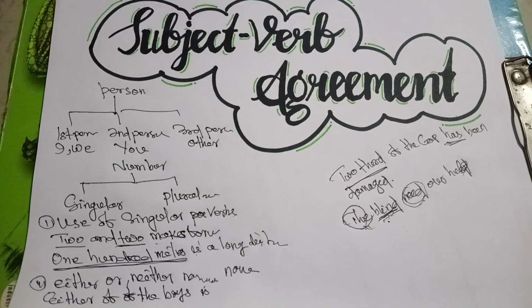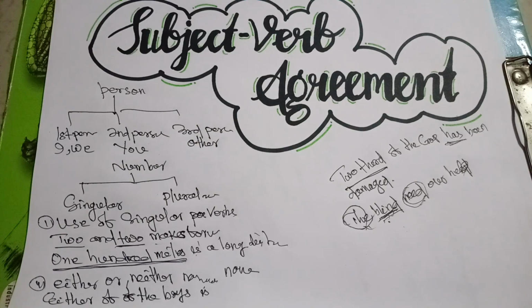In the third case, if the subject begins with a number plus a plural noun, in that case a plural verb is used. A number of women were called for the interview. Here, a number is used before women, so the plural verb were is used. When a number is used with a plural subject, plural verbs are used.